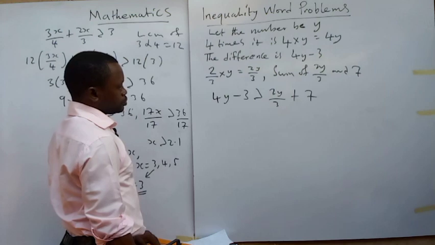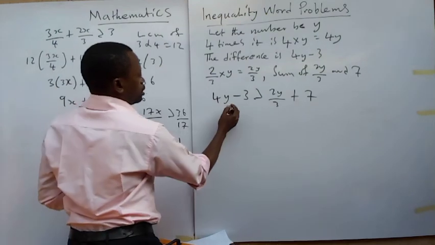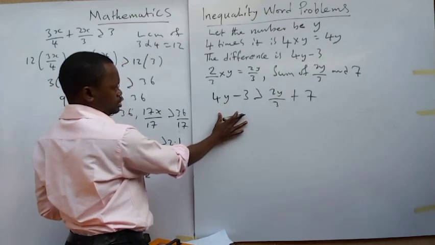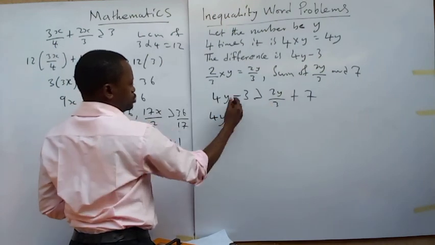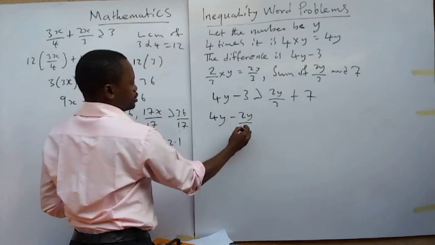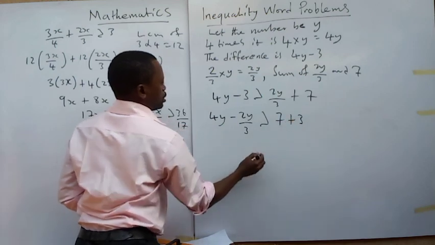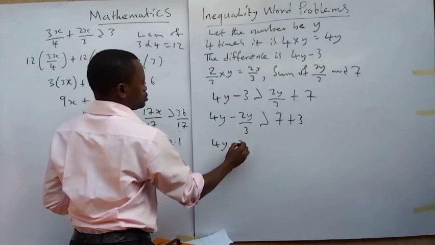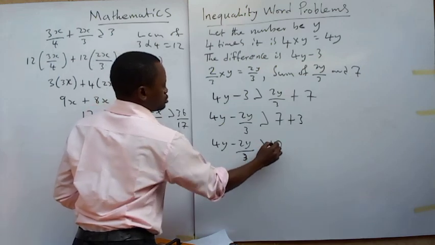As usual, what we are going to do is to simplify this, and let me do it my own way. The most important thing is that everything I'm going to do here is still going to be very logical, because if I put 4y here now and bring over minus 2y over 3, then greater than, I can take this over here, 7 plus 3, and that will give us 4y minus 2y over 3 then greater than 10.